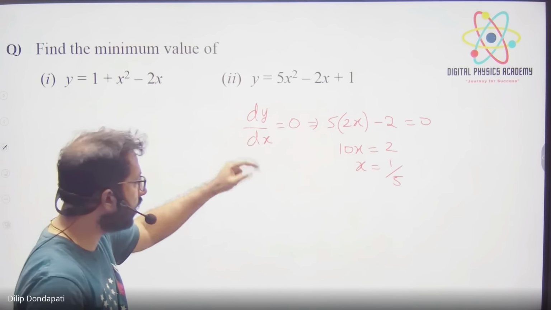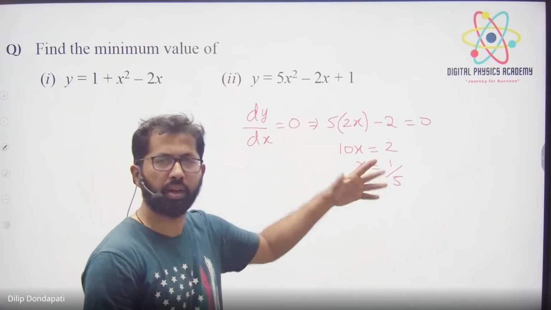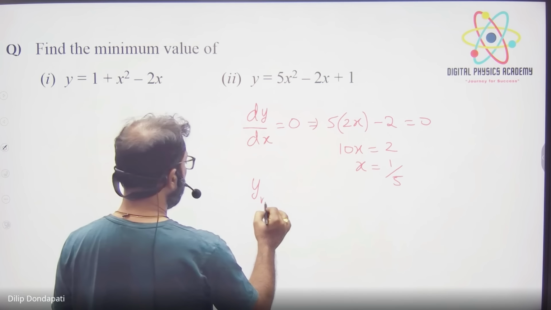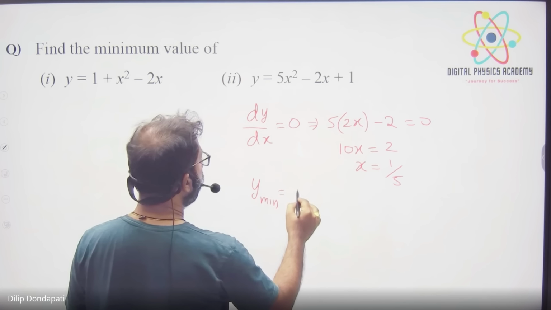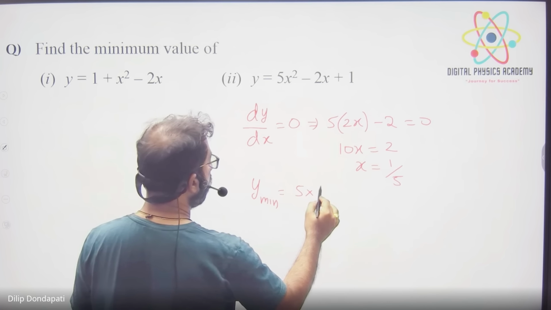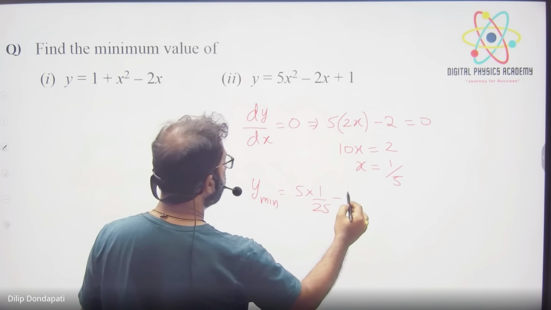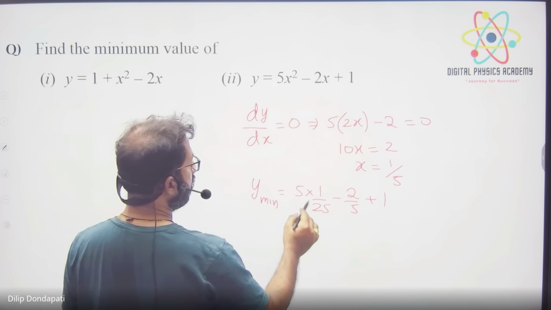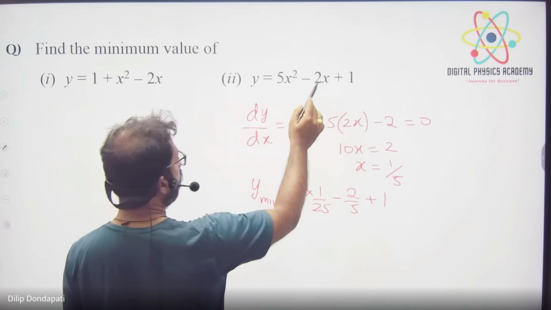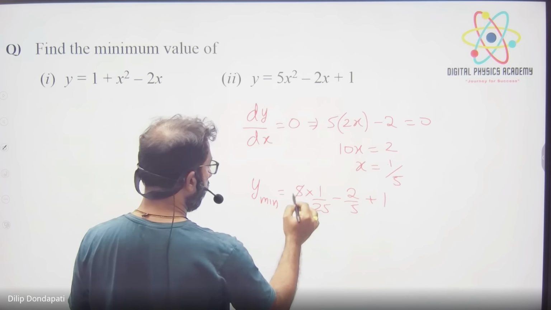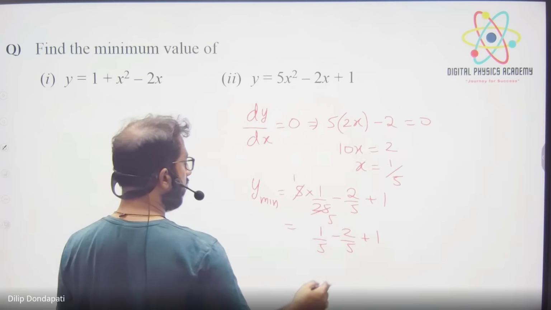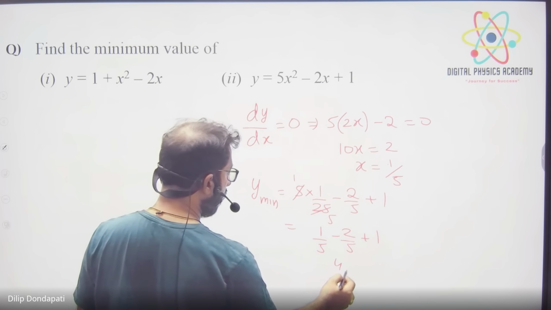Again, no need of checking. He only asked directly for the minimum point, so again this is definitely the minimum point. Just substitute this value in this. So 5 into 1 by 5 whole square is 1 by 25... So 1 by 5 minus 2 by 5 plus 1. So it is minus 1 plus 5, so 4 by 5.